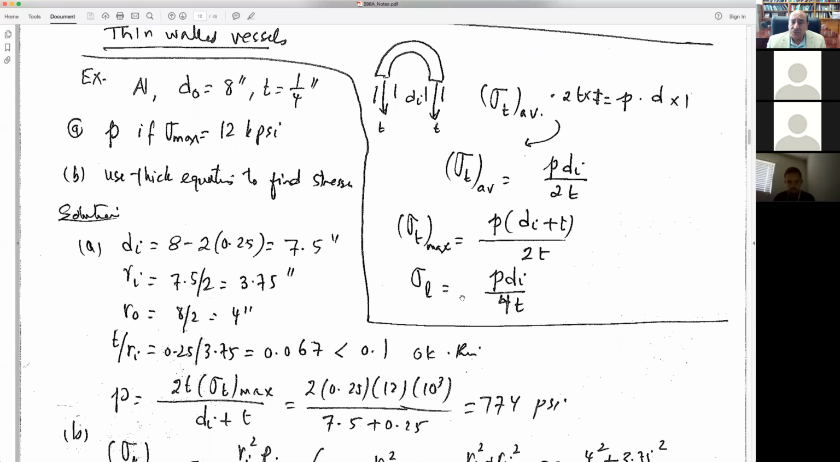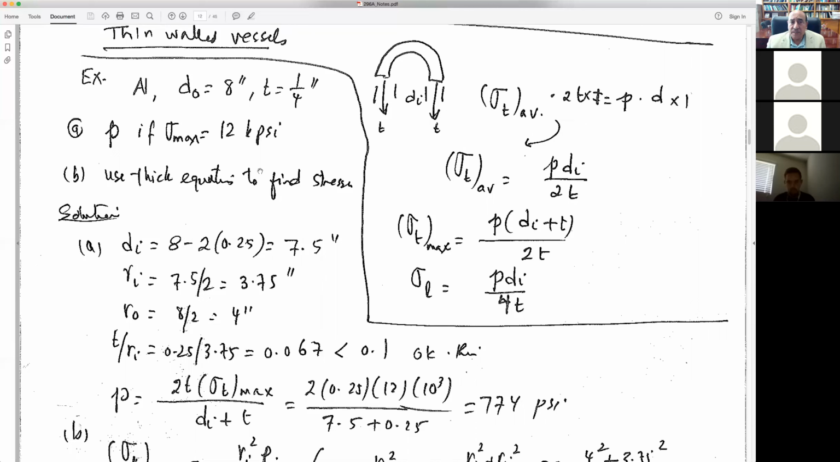So the longitudinal stress, if it is closed, then the pressure is going to push on the top, and the force balance gives us that the axial stress is half of the tangential stress. So you have PD over 4t.